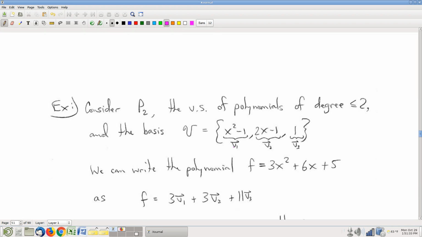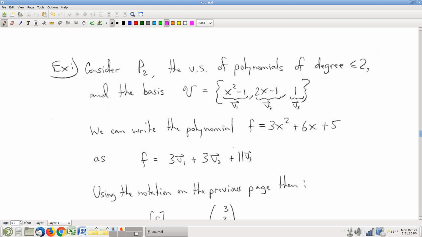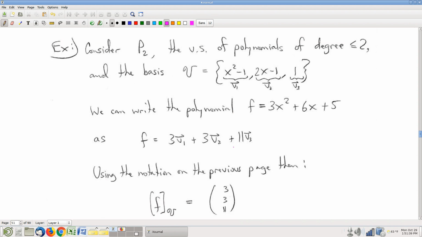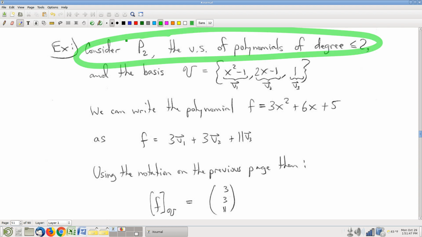Okay, so a couple of examples. Start with this. Here's a vector space: the vector space of all polynomials of degree less than or equal to 2. We know that's a vector space, easy to show.